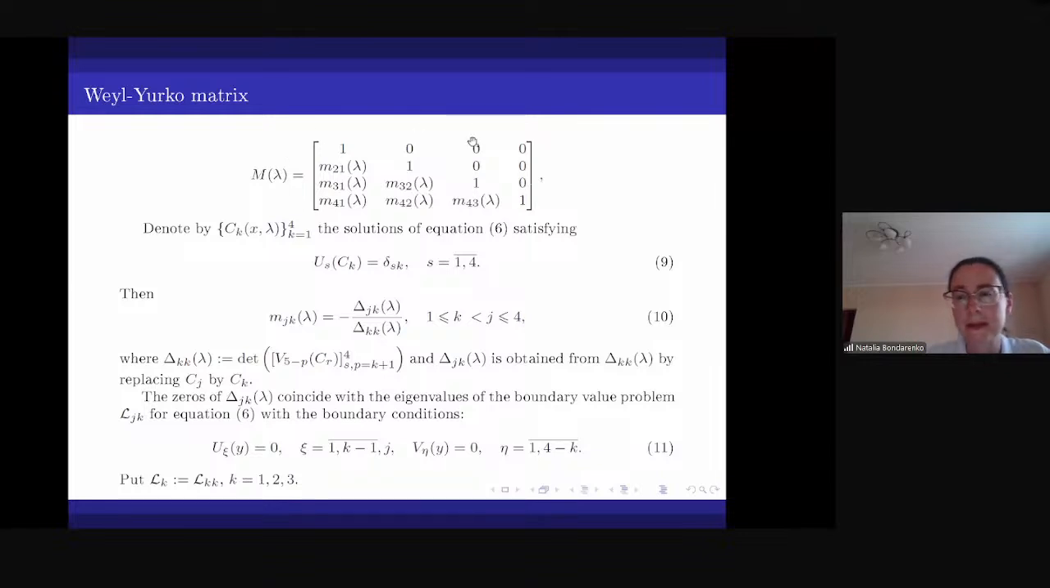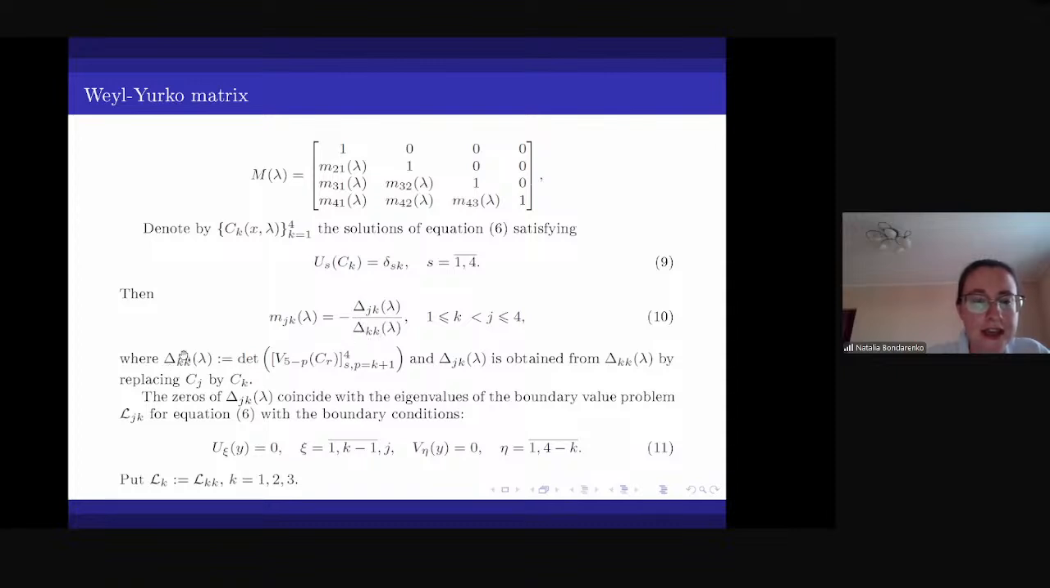It can be easily seen that the Weyl-Yurko matrix is a unit lower triangular matrix, and under the main diagonal it has some non-trivial elements. Below there are some formulas provided for these elements. Let us first denote by C_k the solutions of our equation satisfying the initial conditions. These are linear forms at 0, so there are initial conditions, and so these functions are entire in lambda. And then this formula holds for the elements of the Weyl-Yurko matrix.